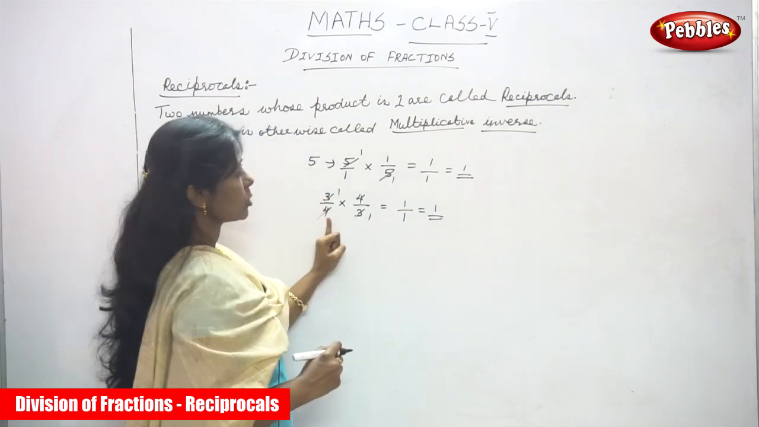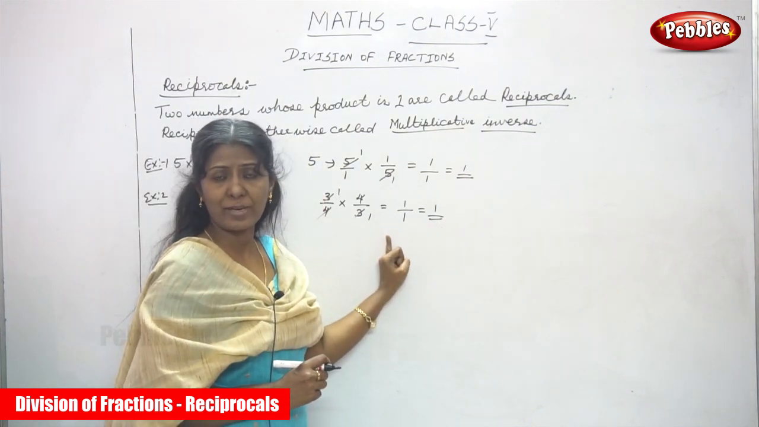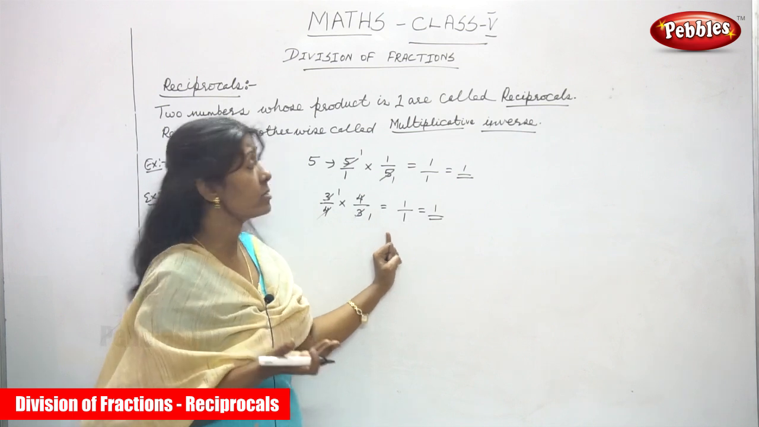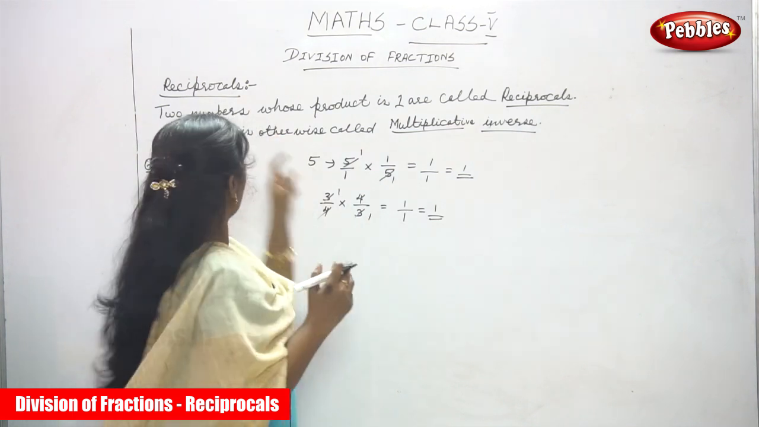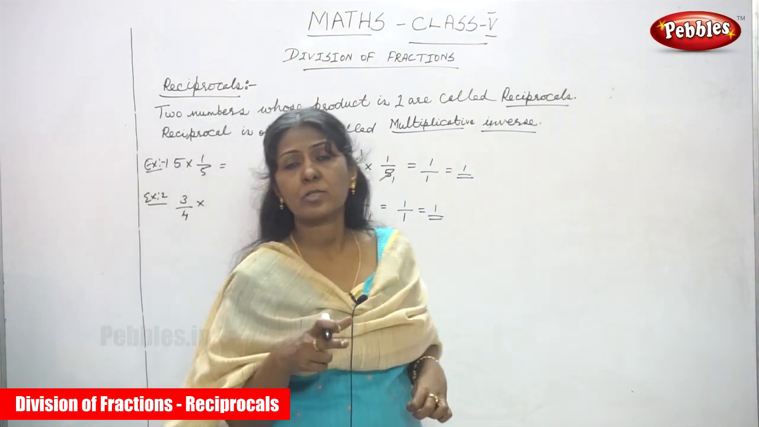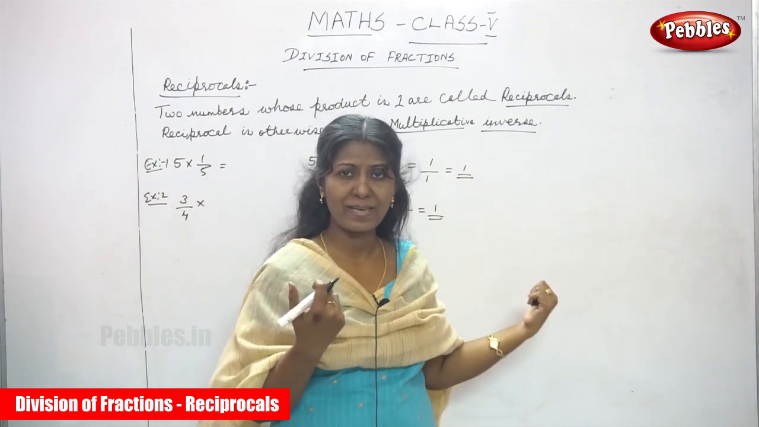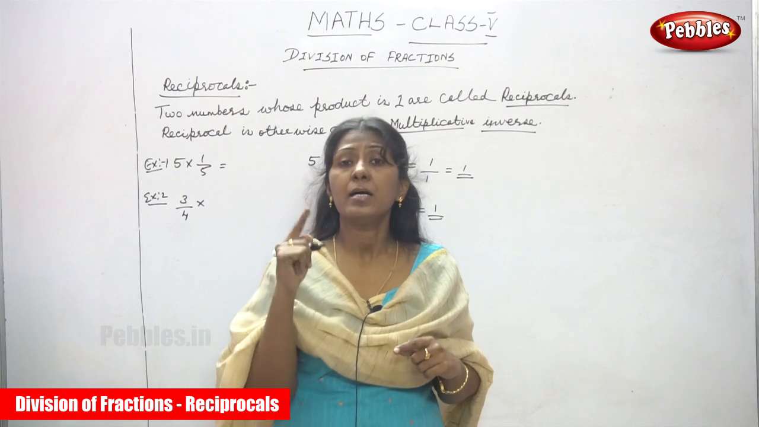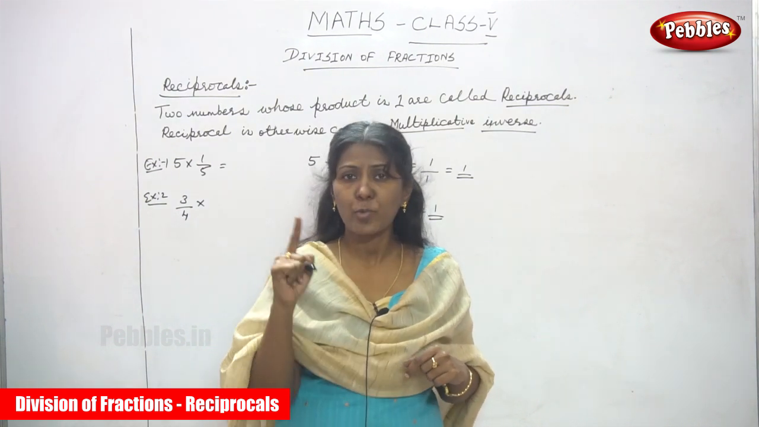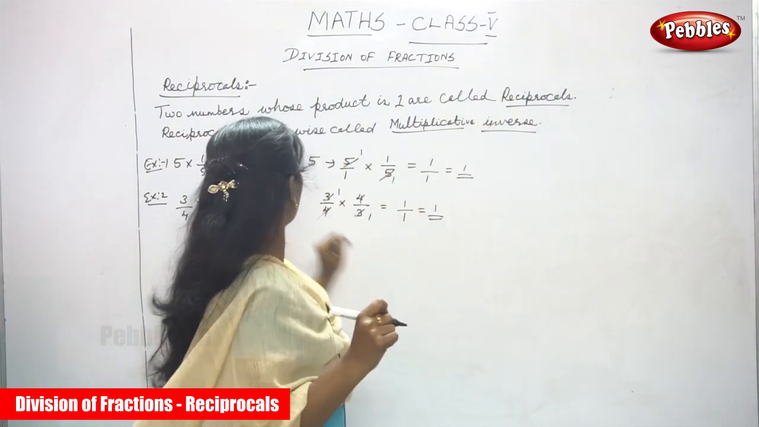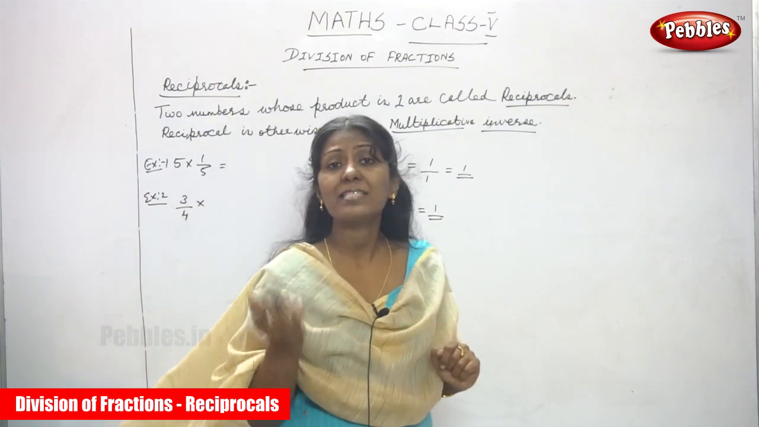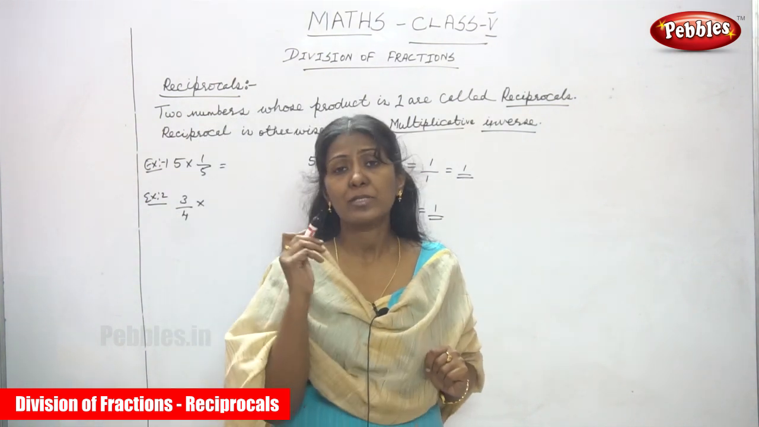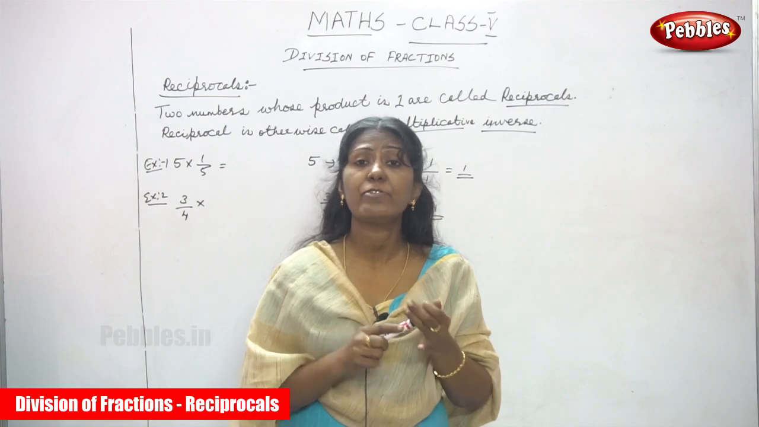So anyhow, this is one fraction, another one is a fraction. So there are two numbers, two fractions. Multiply two numbers whose product is 1, and they are called multiplicative inverse. Otherwise we can call it reciprocal. So two numbers whose product is 1 are called reciprocals. Reciprocal is otherwise called multiplicative inverse. So this is the basic and fundamental thing of division of fractions.